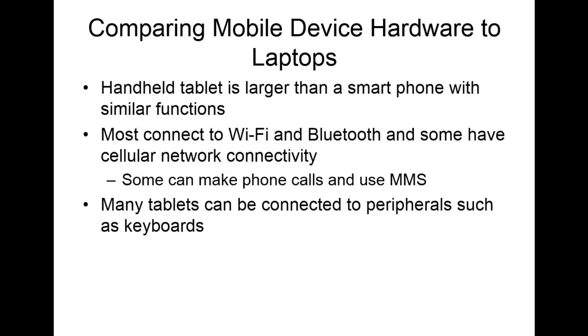Now look at this. The handheld tablet is larger than a smartphone with basically the same features. The biggest difference being that you're not generally going to make calls with your handheld tablet, though you do have that ability with different apps. Or if your tablet has mobile technology that you're paying for, the data and cellular network on that. Most connect to Wi-Fi and Bluetooth. Some have cellular network connectivity, so that's, as I just mentioned before, another feature of those tablets.